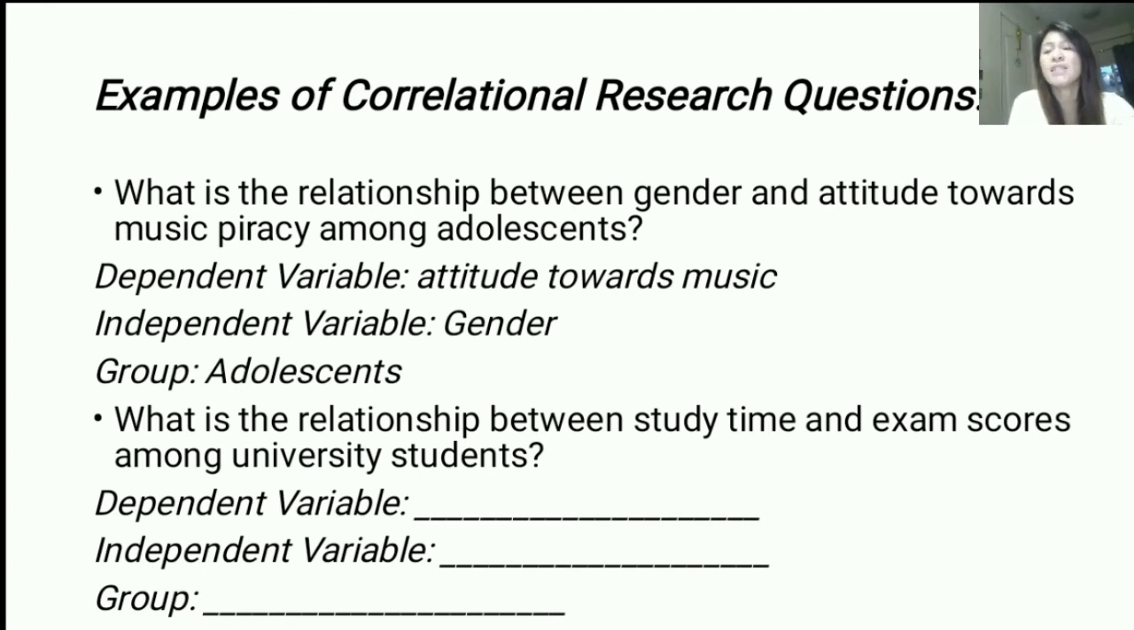Another example, what is the relationship between study time and exam scores among university students? The dependent variable here is exam scores. The independent variable is the study time, and the group involved is university students.